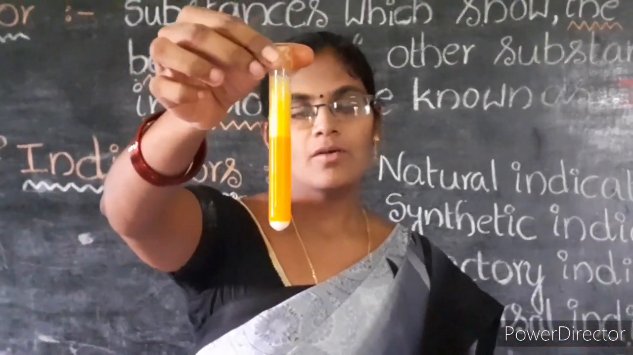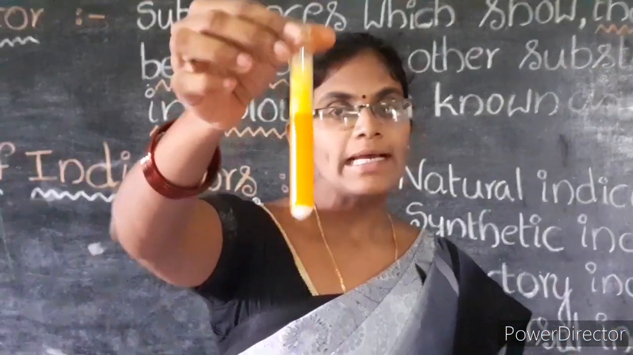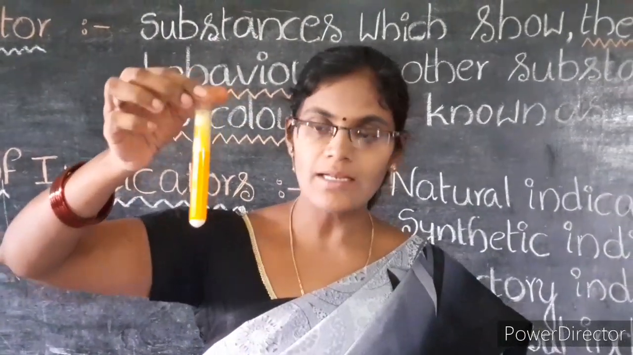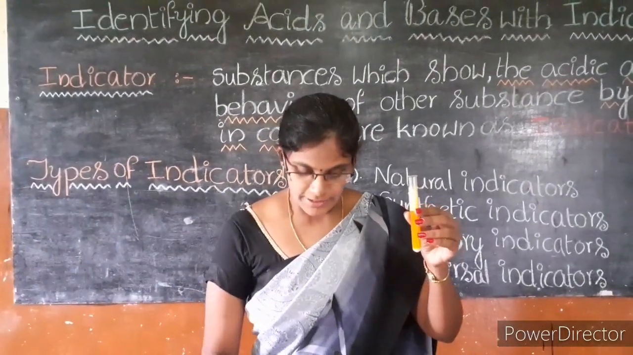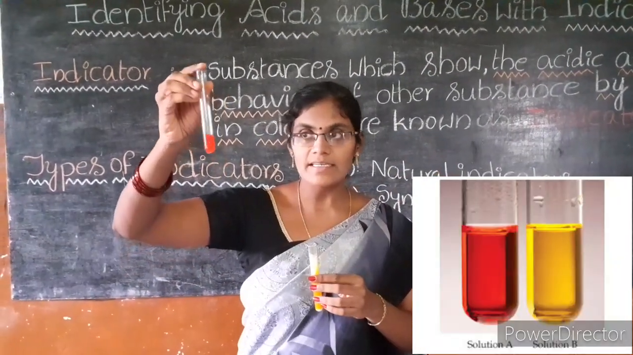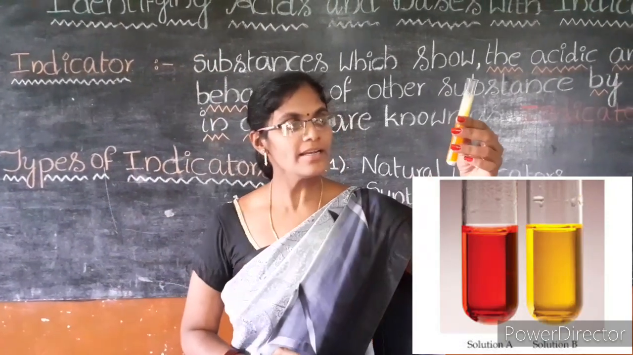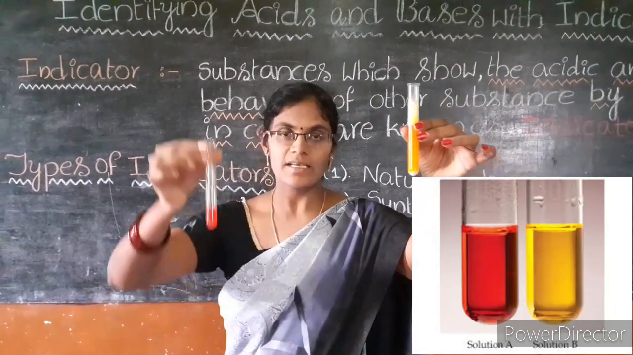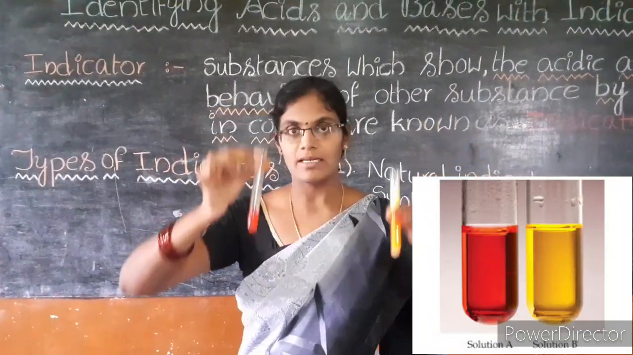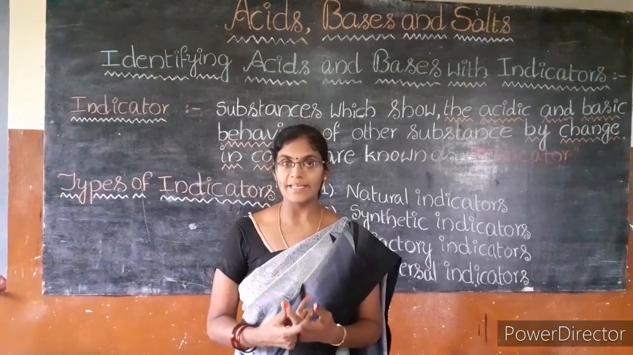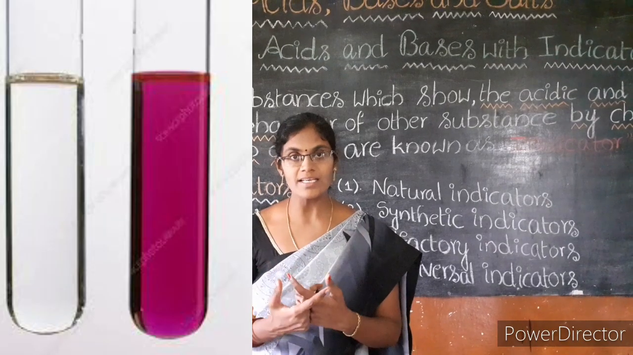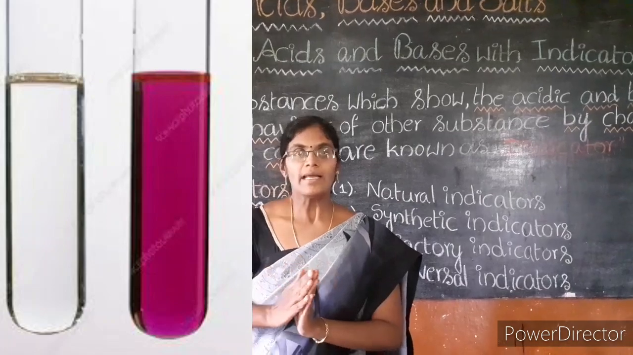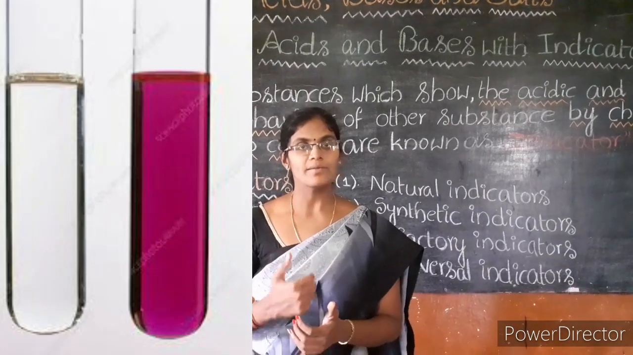Children, look here. What color do you observe? Yellow. Okay, so the color turns into yellow. So methyl orange changes to red in color with acids and yellow in color with bases. I think you are very clear about this. One more synthetic indicator is phenolphthalein solution. Phenolphthalein is a colorless solution and it remains colorless in acidic solutions and it turns pink in color with bases.